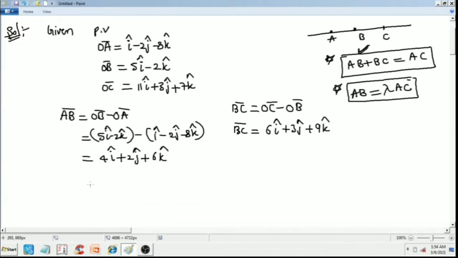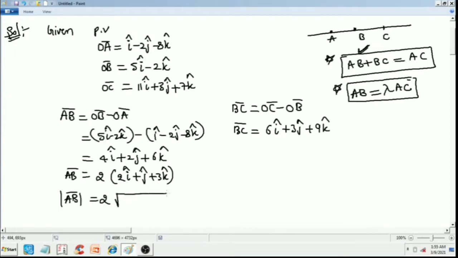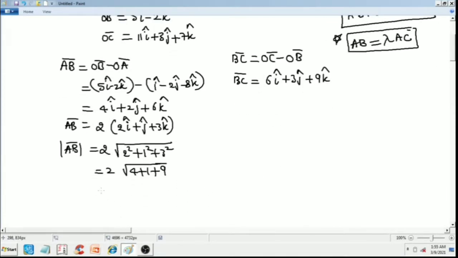Now, AB is equal to, here take 2 common: 2 times (2i plus j plus 3k bar). From here find the magnitude of the vector. Magnitude is 2 times root over 2 square plus 1 square plus 3 square, which is 2 into root over 4 plus 1 plus 9. This is how much? 14. So root 14 times 2 is the AB magnitude.